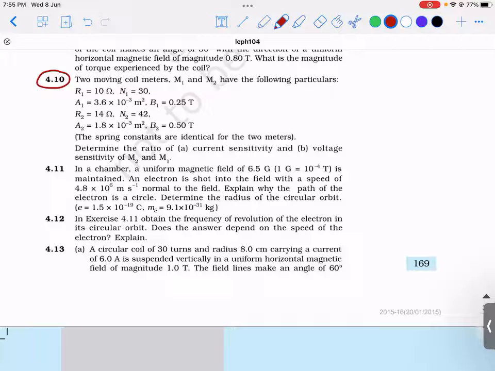So two moving coil meters M1 and M2 have the following particulars. R1 is 10 ohm, N1 is 30, A1 is 3.6 into 10 power minus 3, B1 is 0.25, R2 is 14, N2 is 42, A2 is 1.8 into 10 power minus 3, B2 is 0.50. Okay. The spring constants are identical for both the meters. Determine the ratio of current sensitivity and voltage sensitivity of M2 and M1. Do it.